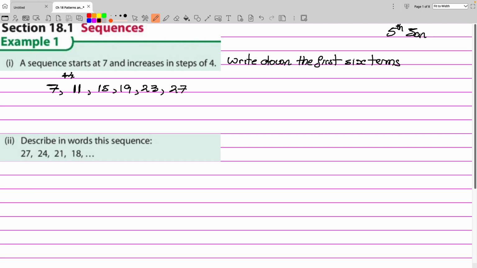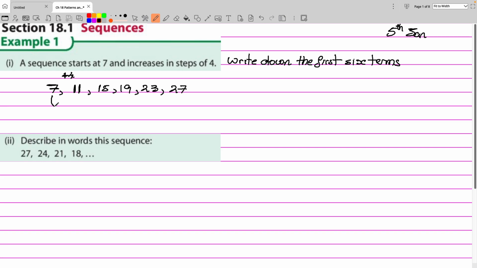Now, I have to take issue with this because they said write down the first 6 terms, which is the reason why I glanced at the textbook. Because in the textbook, I think I'm having a bad hair day.